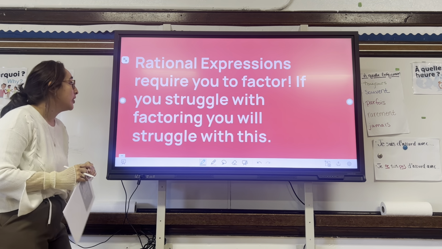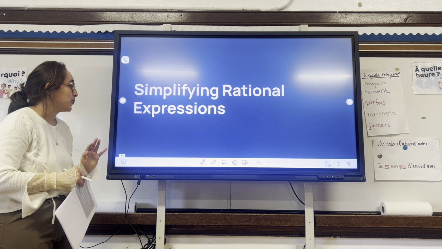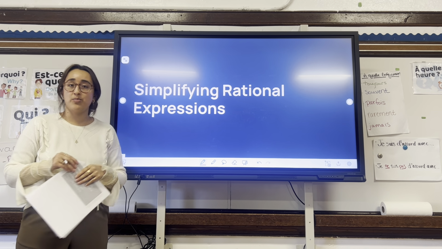Next up. Rational expressions require you to factor. If you are still struggling with factoring, you are going to struggle with this. I will say time and time again, factor, factor, factor. All right. Simplifying rational expressions. So, this is part 1 of the lesson.